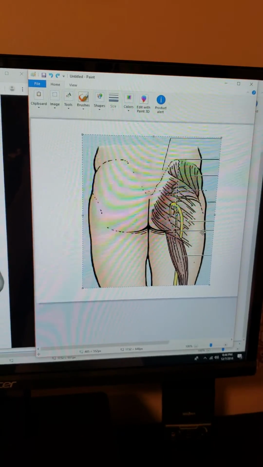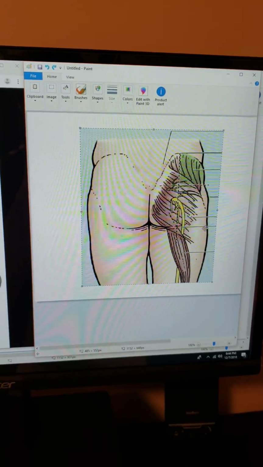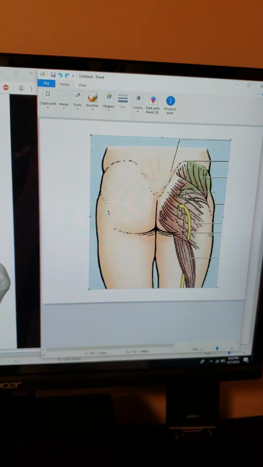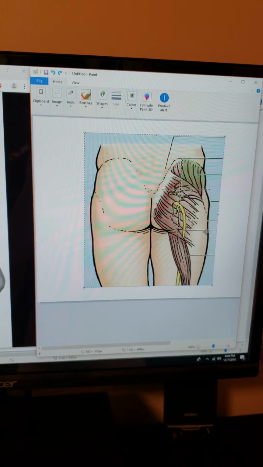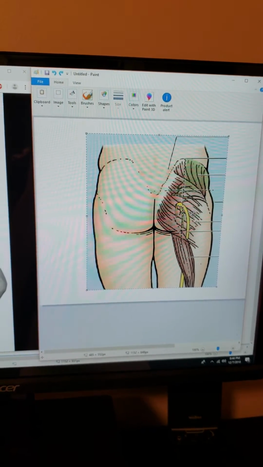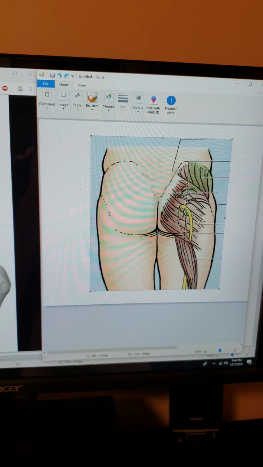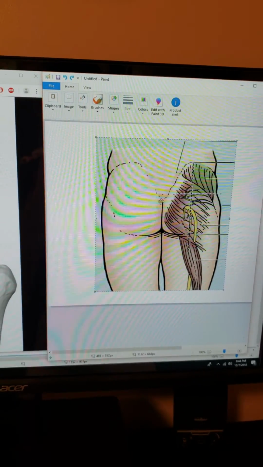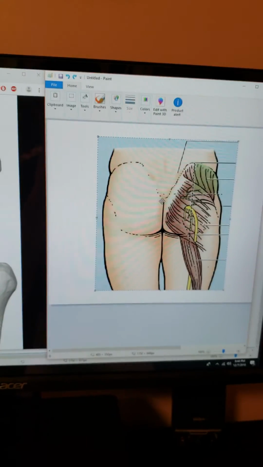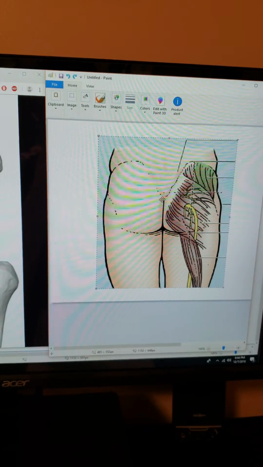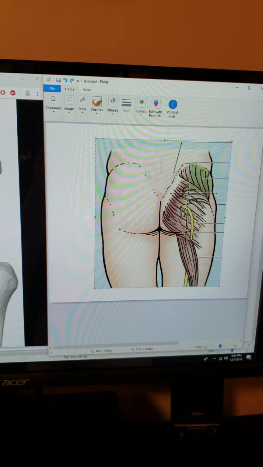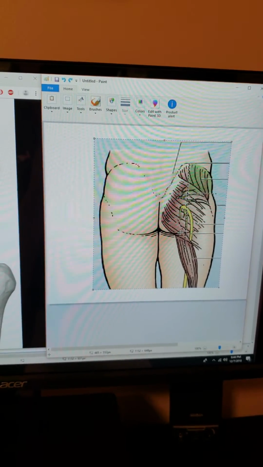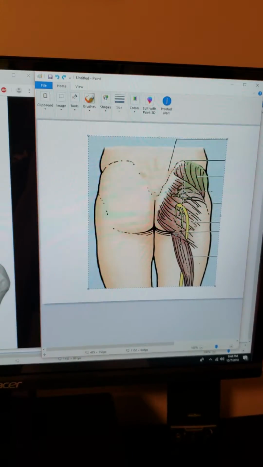There are two other landmarks I wanted to go over. We have the natal cleft, which is medial to the gluteus maximus. It would be this line right here. And we also have the gluteal fold, which is inferior to the gluteus maximus and superior to the posterior thigh. So your gluteal fold is this fold right here.